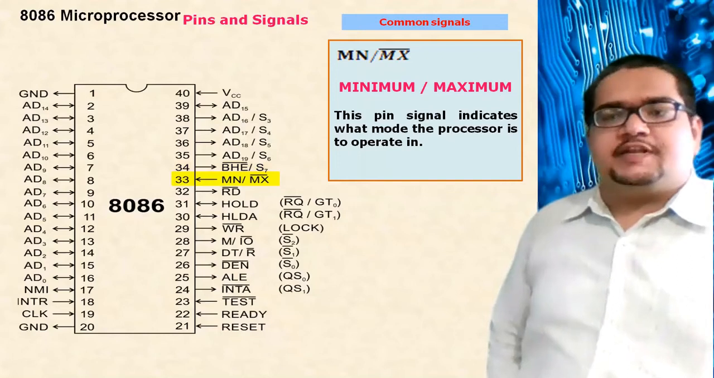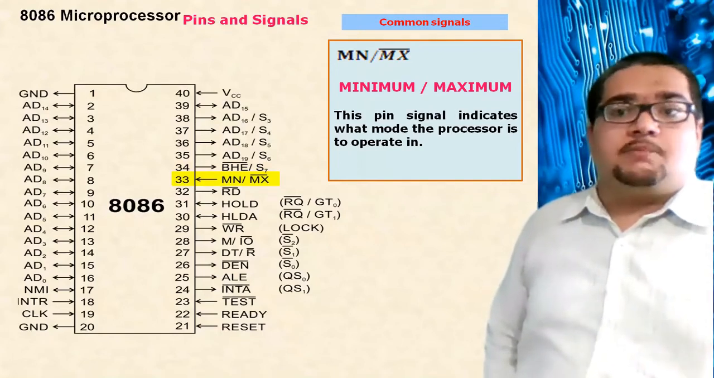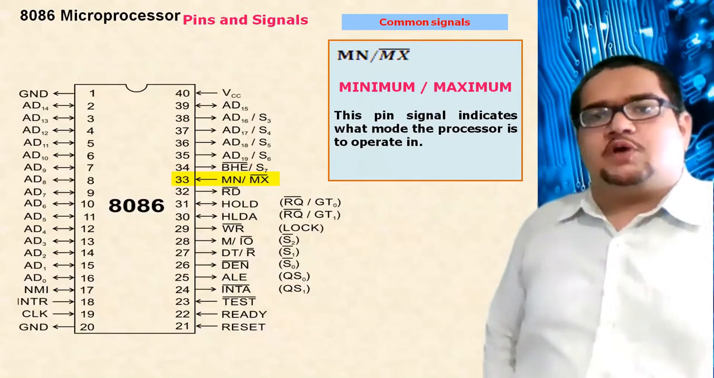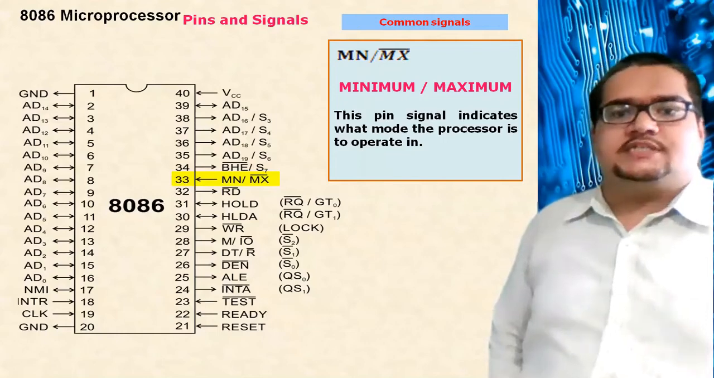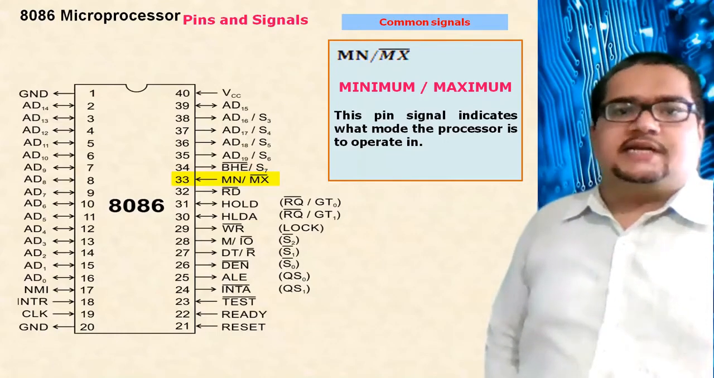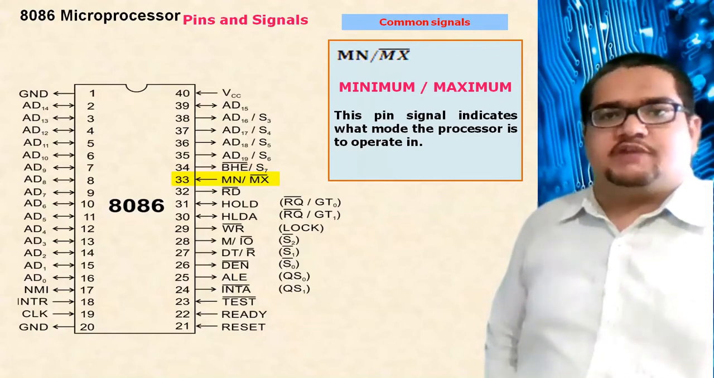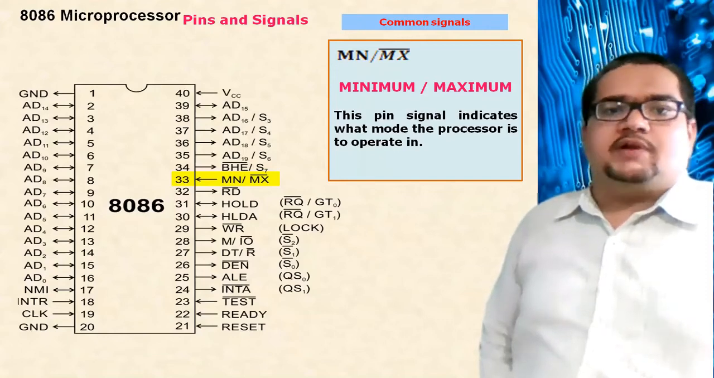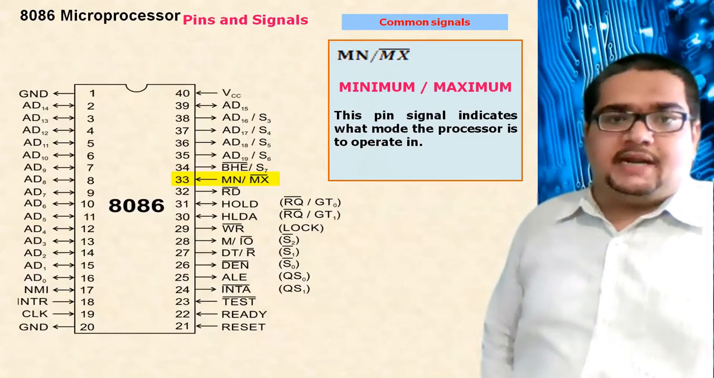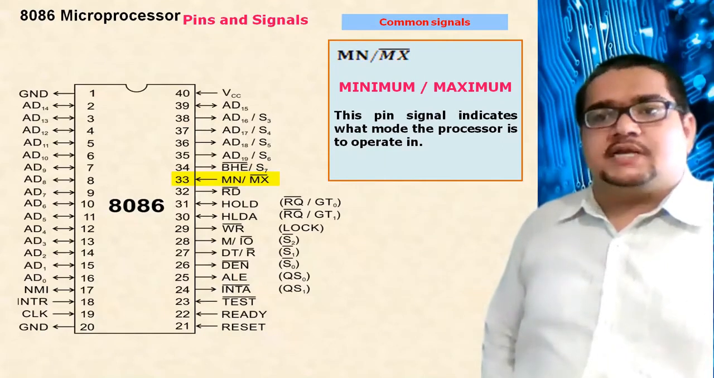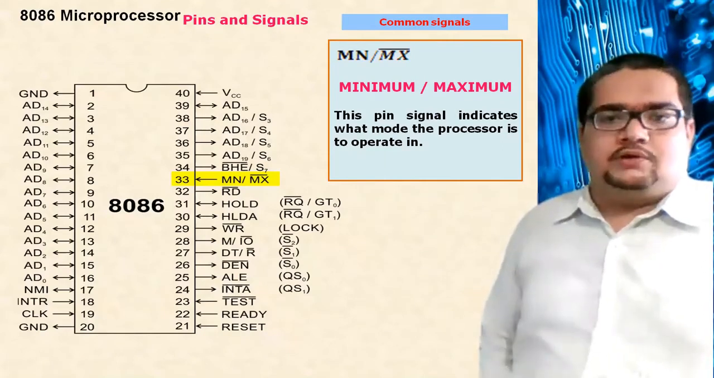Next, this is a very important pin, and it controls the mode of operation of 8086. Using this pin, we can switch between the modes of 8086. As we know, 8086 can work in two different modes, minimum mode and maximum mode. Whenever this pin is high, the processor is working in minimum mode, that is single processor system, and when this pin is made low, we are configuring the 8086 to work in co-processor, multi-processor mode.